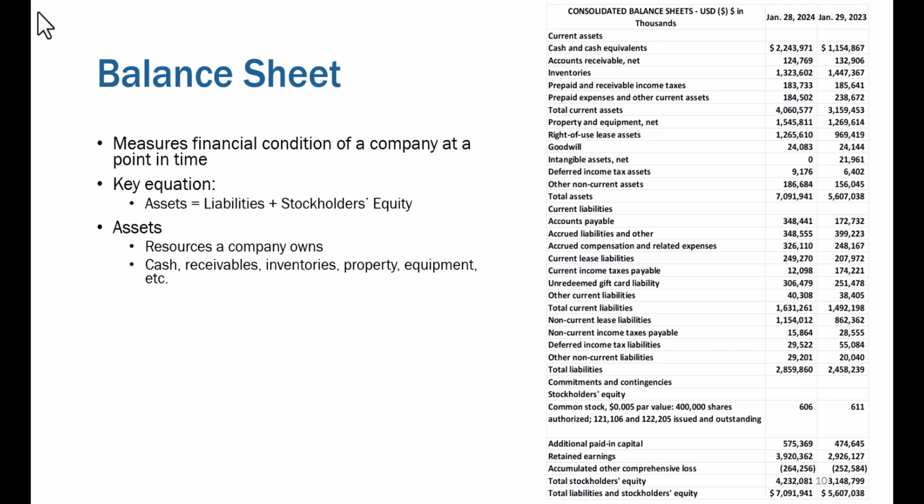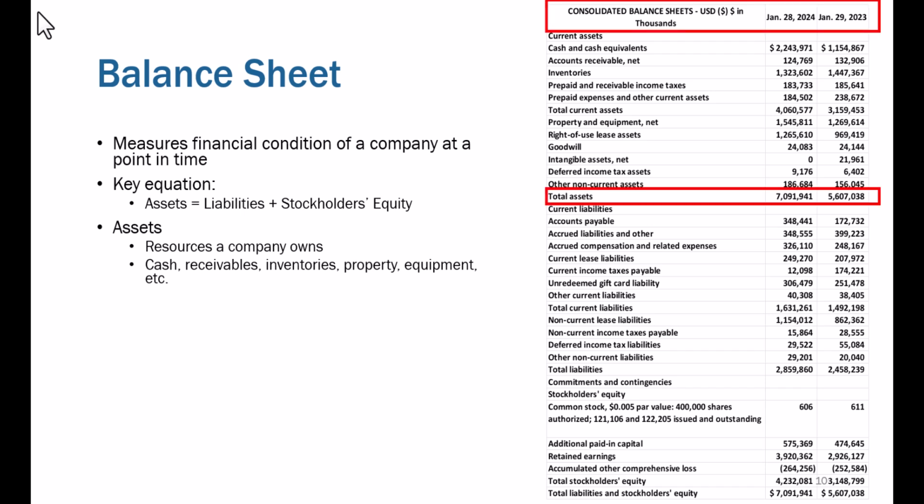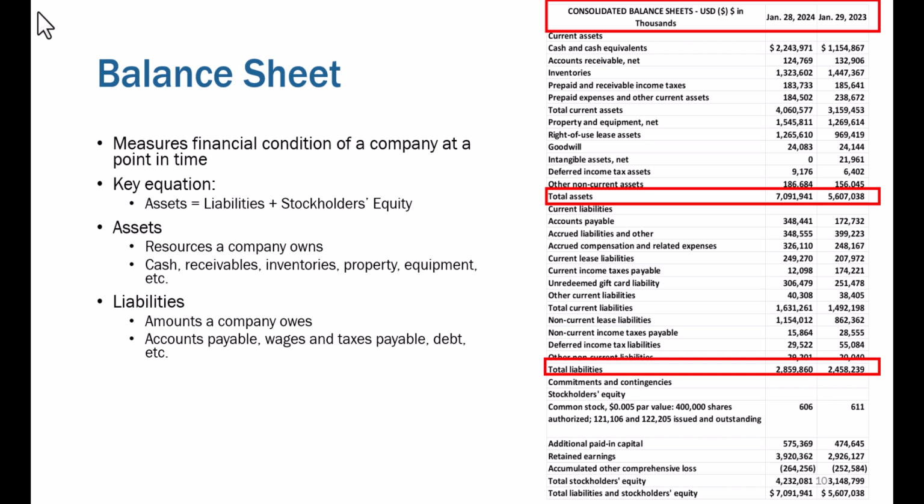Assets, resources a company owns. Some people just say stuff a company owns. Cash, receivables, inventory, property, equipment, and so forth. All right, those are the assets. Liabilities are amounts a company owes. So those could be accounts payable, wages and taxes payable. This could be debt. There's a lot of different types of liabilities.